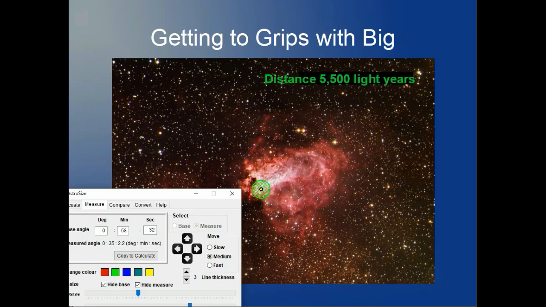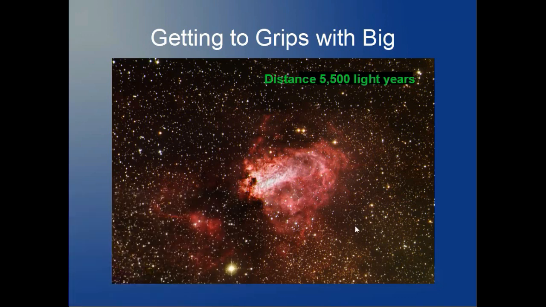Now, does that give some better indication as to what the full size of the nebula is here, the 56 light years? Well, I'll leave it to you to decide, but it certainly helps me. Right, well, we've used AstroSize as much as we need to tonight, so I'll simply put it away and we'll carry on.